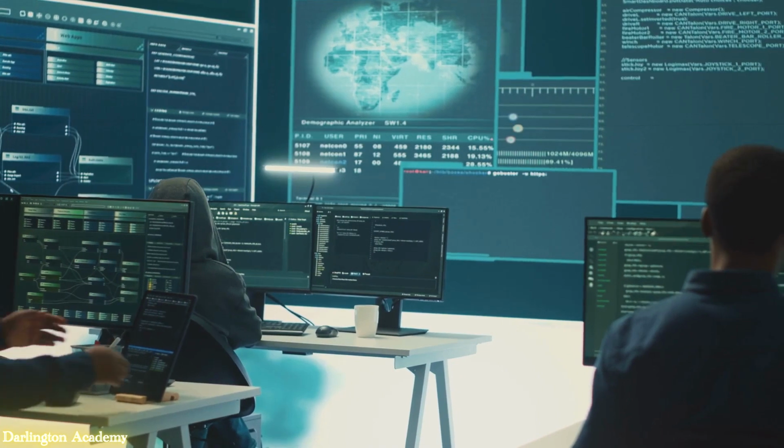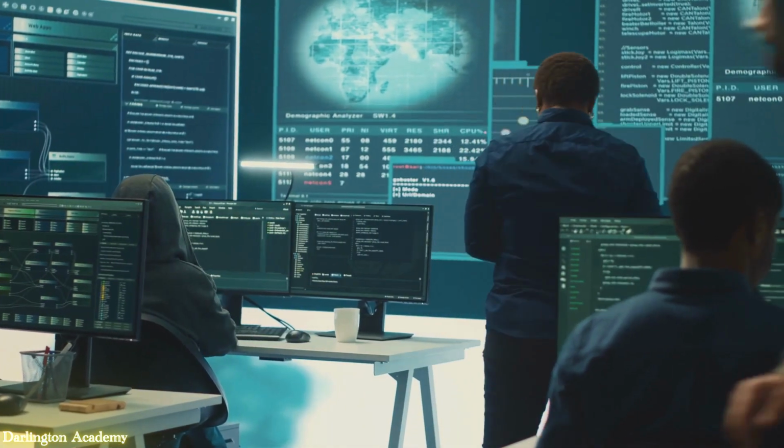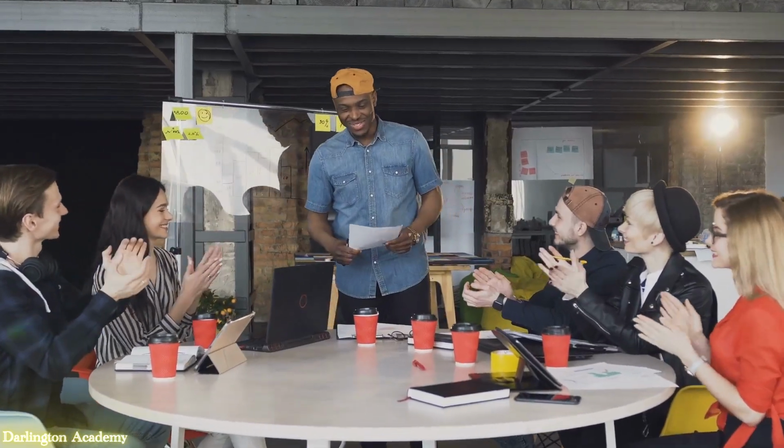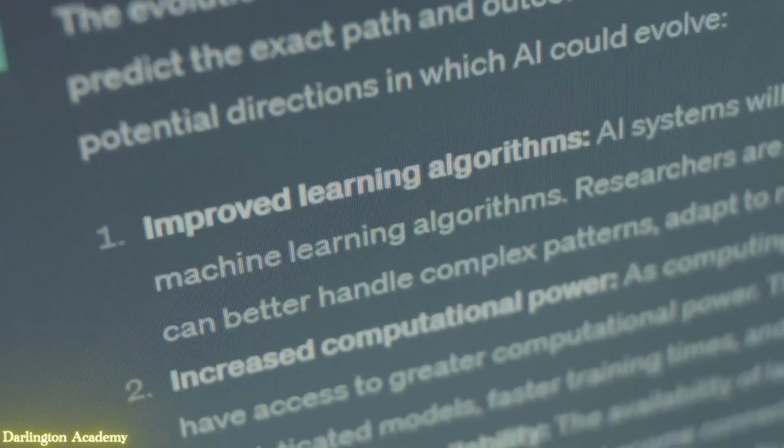These guidelines should address concerns such as bias, privacy, and job displacement. Open dialogue and collaboration will be crucial. We need to bring together experts from various fields, technology, ethics, law, and social sciences, to shape the future of AI.